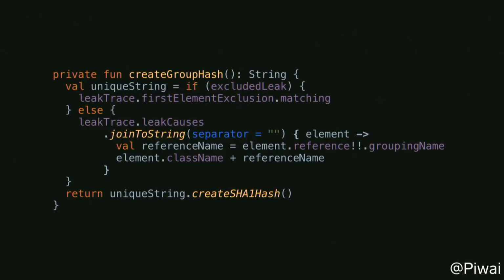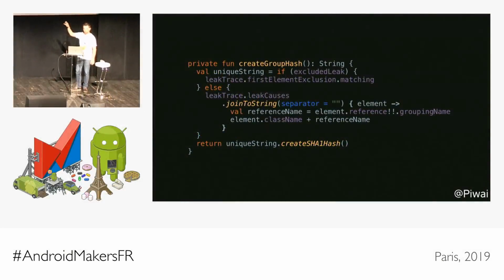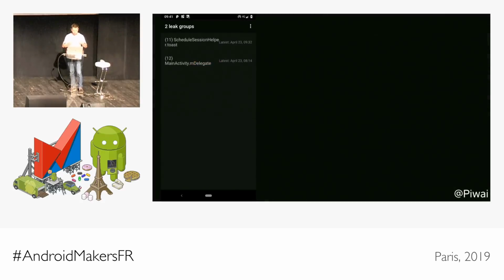It's pretty simple: take all of the red parts, put them together as a string, and compute the SHA of that. That gives you a hash, and that's going to be a group ID. And if it's an excluded leak and we've recognized a pattern of a class that we don't care about, then we use that as the hash. That enables us to build a UI where instead of having 200 leaks, you just have 2, the 2 types of leaks that you have in your app.